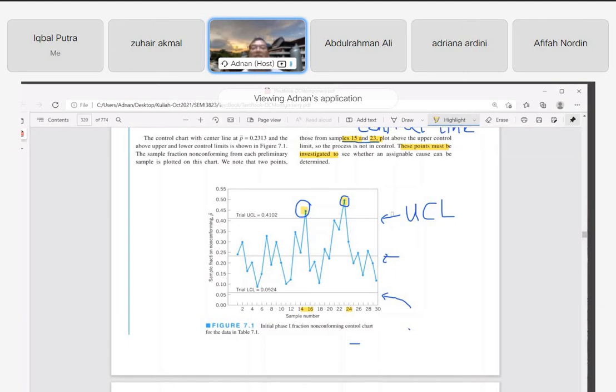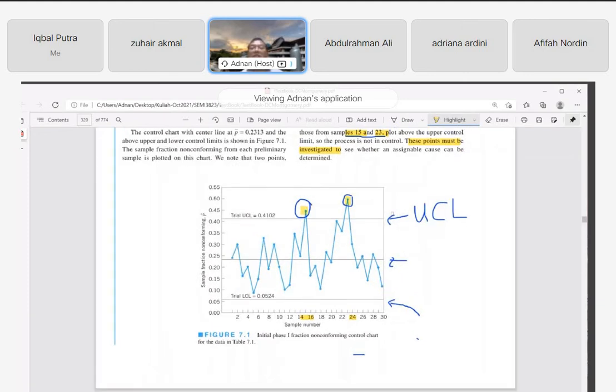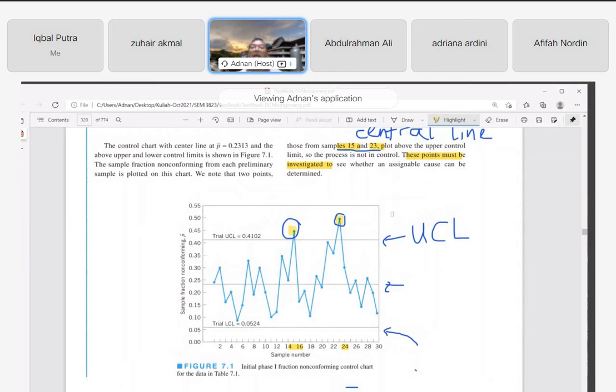Please take note: these 2 points must be investigated, whether there is an assignable cause or not. What is an assignable cause? An assignable cause is a problem to the process, and it needs to be eliminated. If we say non-assignable or random cause, it means there is no problem. Random cause is no problem for the process. Random variation is always there.